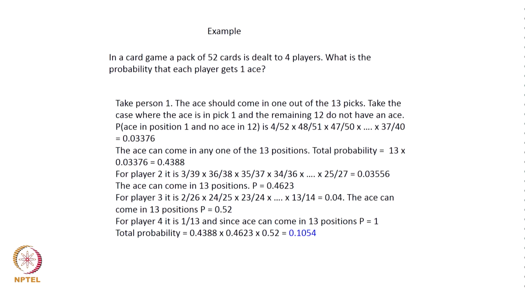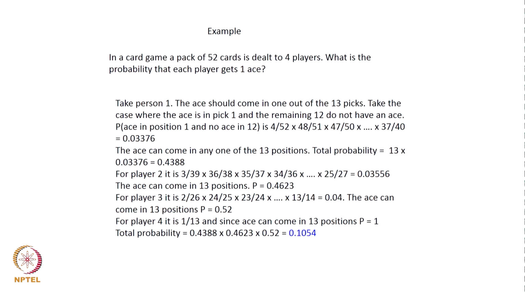which is 0.4623. For player 3, now both players 1 and 2 have got their 13 cards. So, only 26 cards remain, and players 1 and 2 have got 1 ace. So, 2 aces remain. So, 2 by 26, and then out of these 26 there are 2 aces that remain, 24 non-aces remain. Therefore, we get 24 by 25 into 23 by 24 and so on to get 0.04, and this ace can come in 13 positions, therefore 0.04 into 13, which is 0.52.